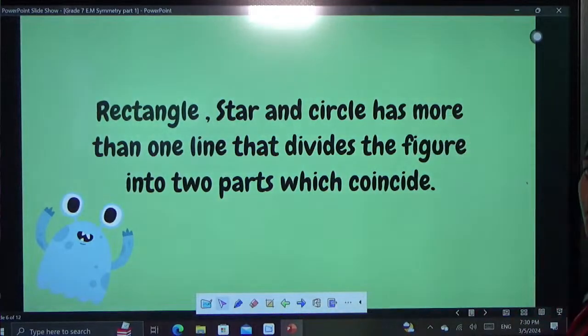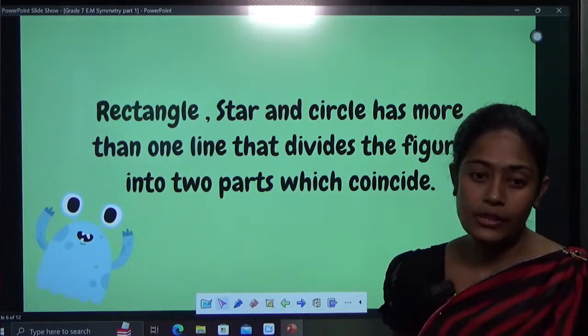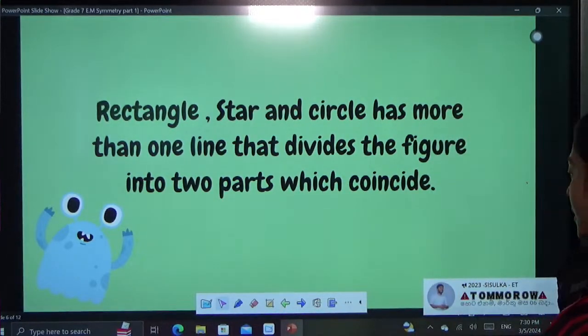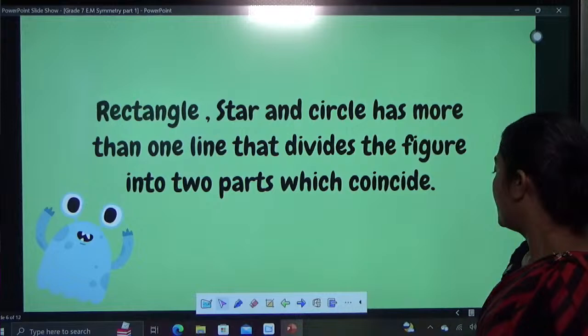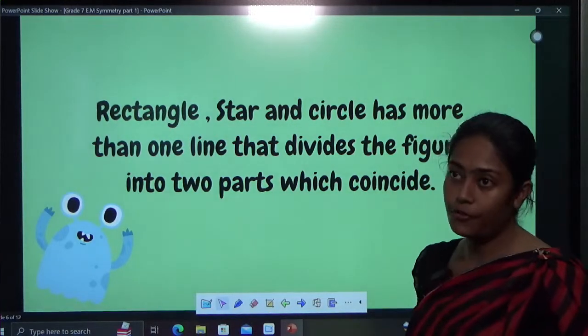Right? Now you have to note down this one. Rectangle, star and circle has more than one line that divides the figure into two parts which coincide. So you have to know a new word. What is that? Coincide. This one is a new word for you.